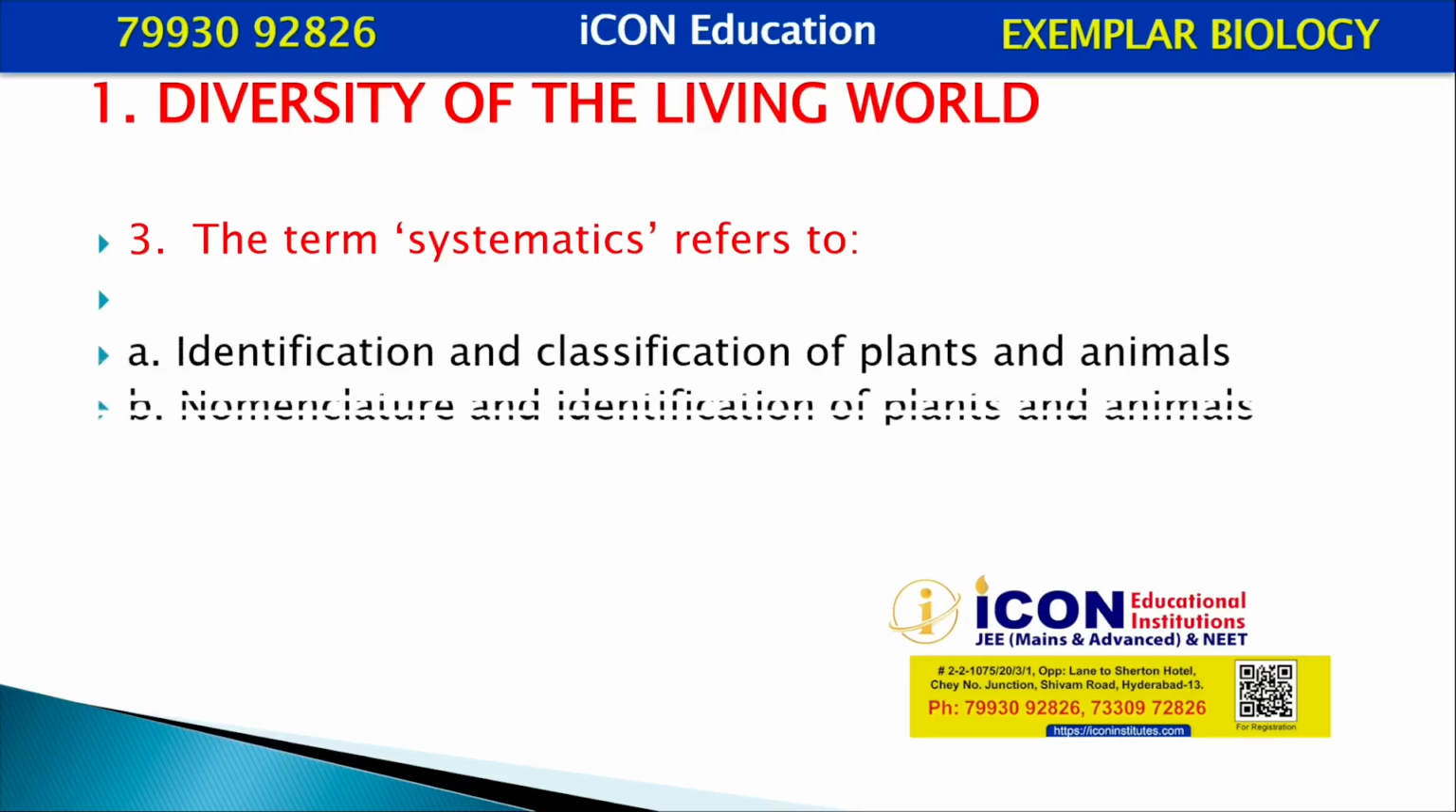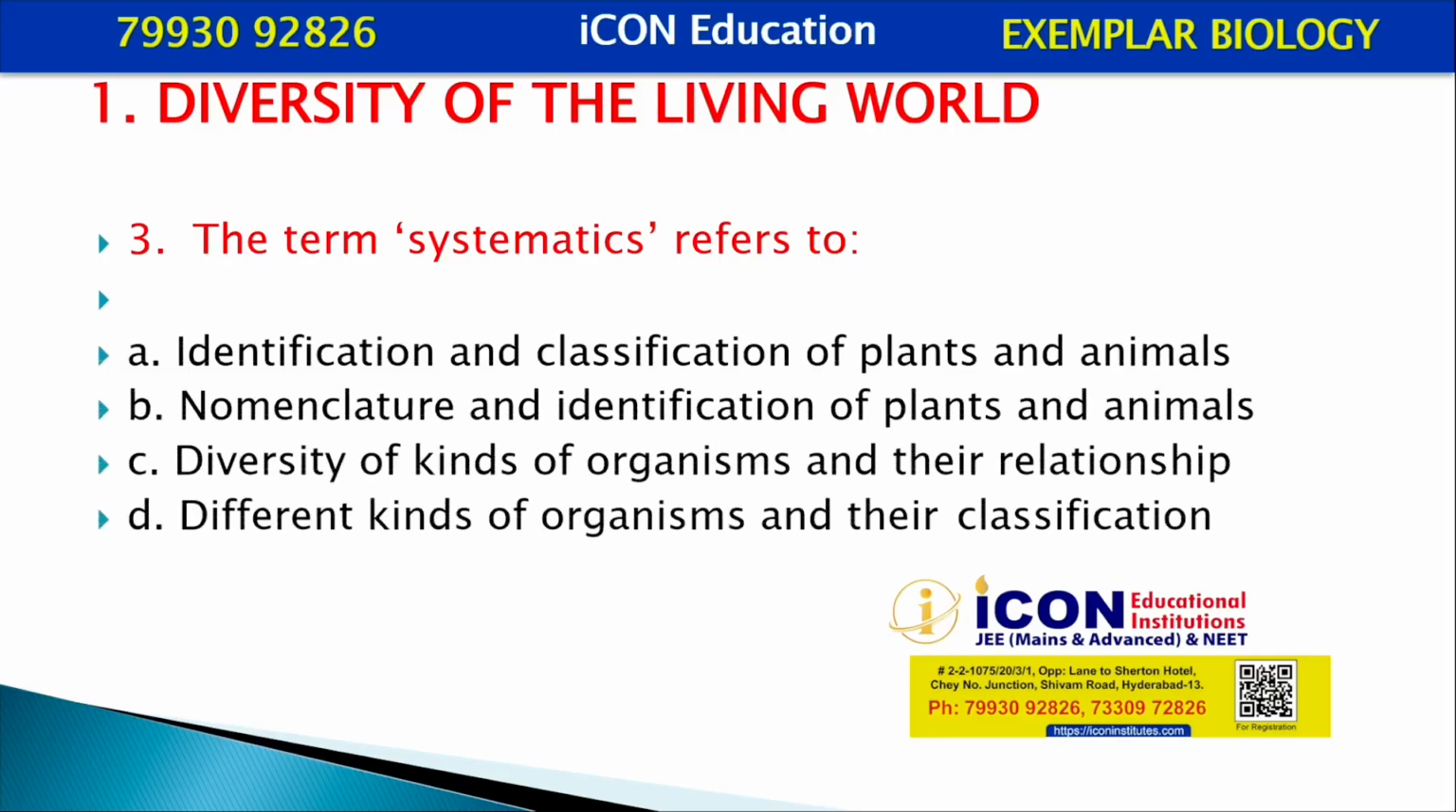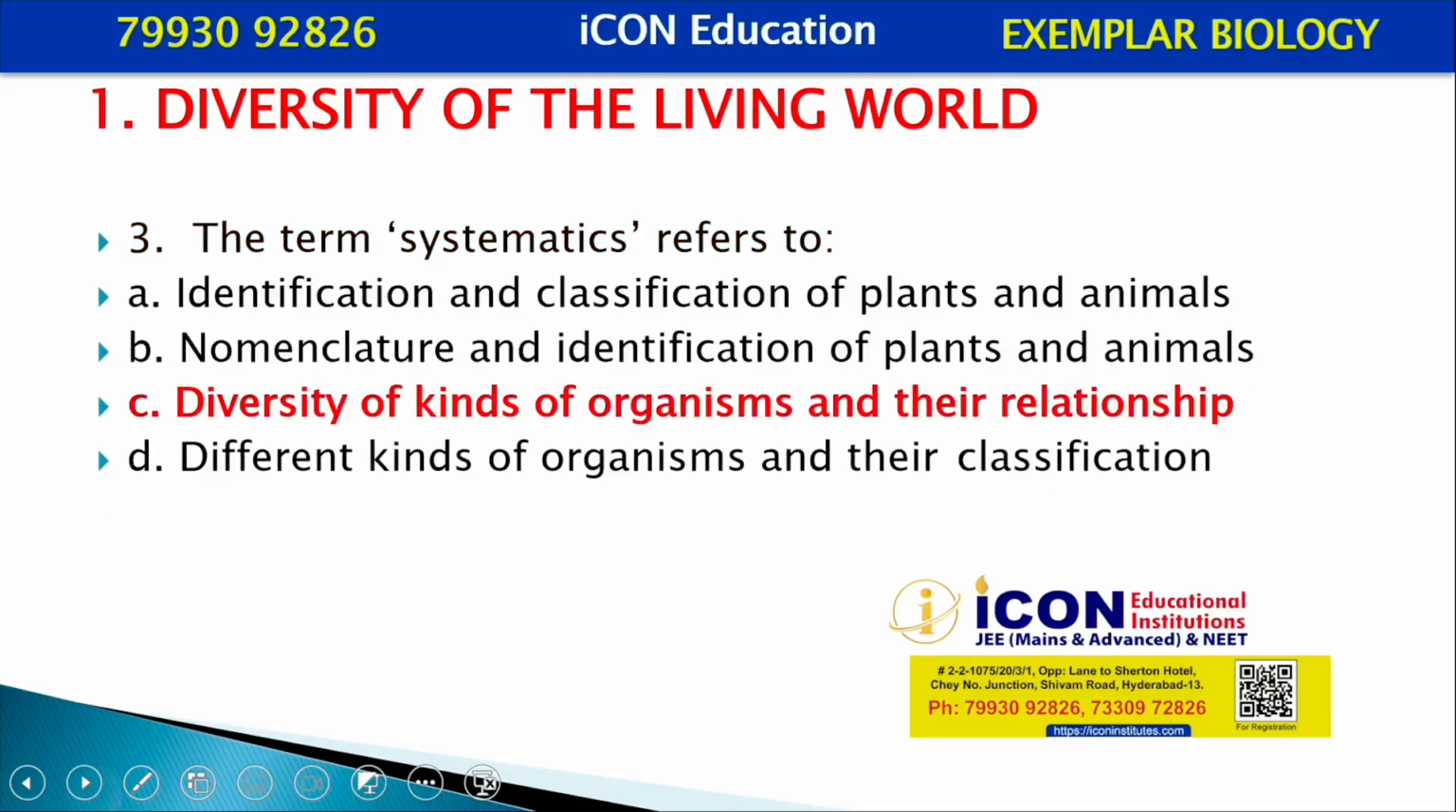The term systematics refers to: identification and classification of plants and animals; nomenclature and identification of plants and animals; diversity of kinds of organisms and their relationship; diversity of kinds of organisms and their classification. The term systematics refers to the diversity of kinds of organisms and their relationships.